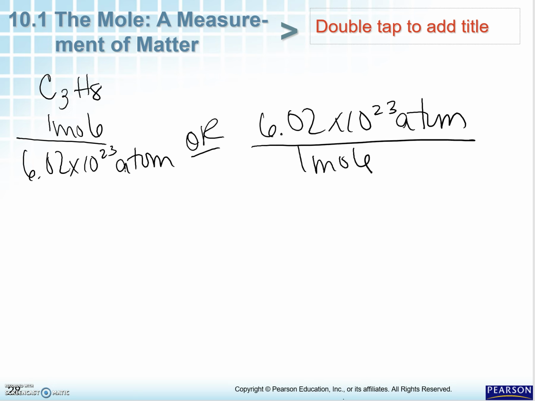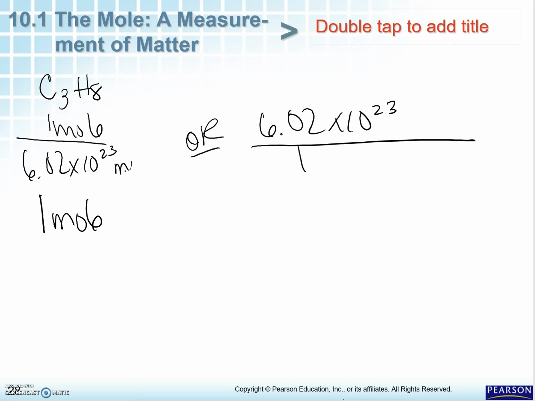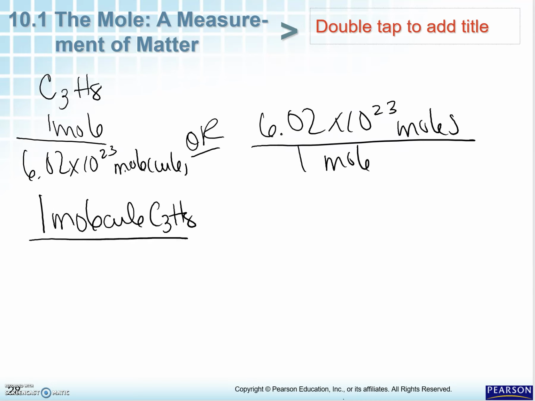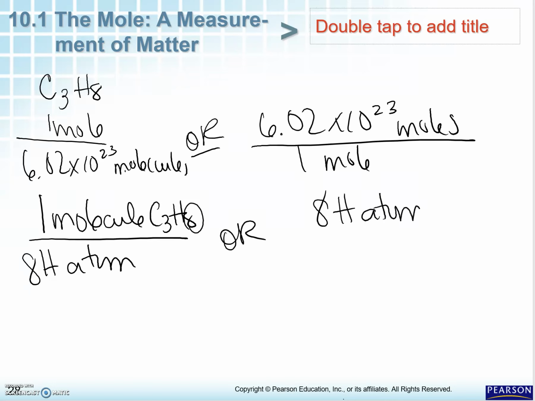Now we want to make sure we have that second conversion factor that we need. So we know that we have 1 molecule. Whoops, I wrote atom up here. I'm sorry, I'll fix that really quick. This should be molecules. Yep. And so we have 1 molecule of C3H8 over how many hydrogen atoms do we have? So we have 8 hydrogen atoms, and we know that because of our subscript. Or we could have 8 hydrogen atoms on top over our 1 molecule of C3H8.